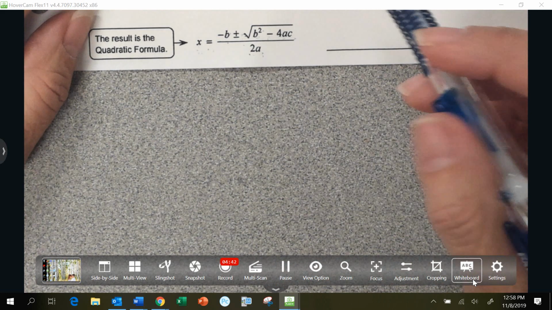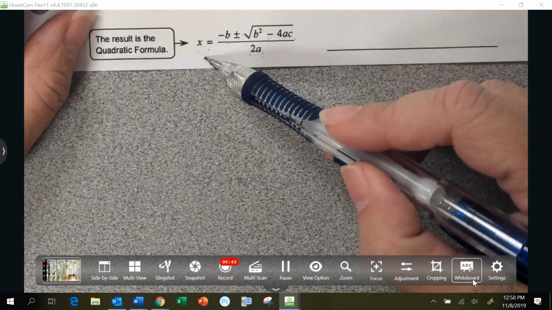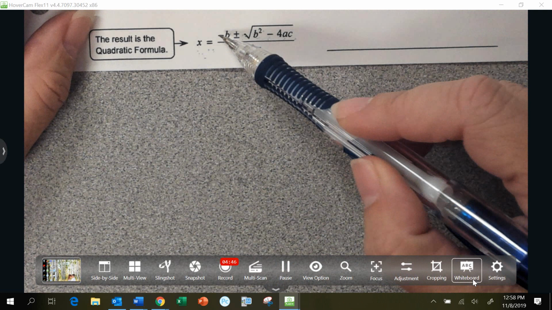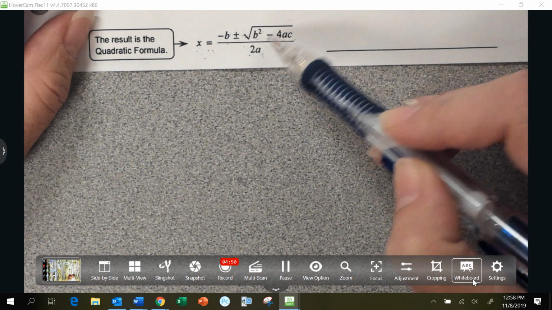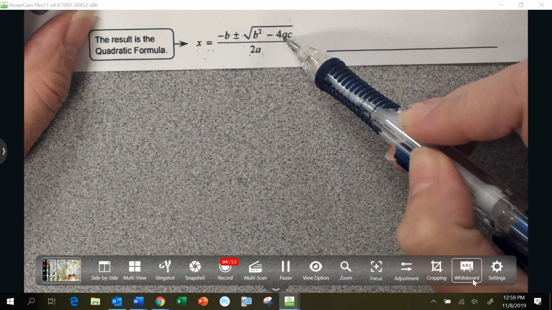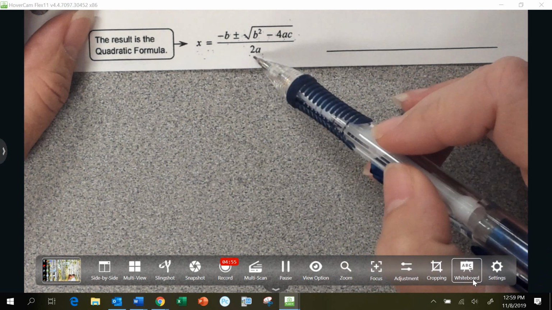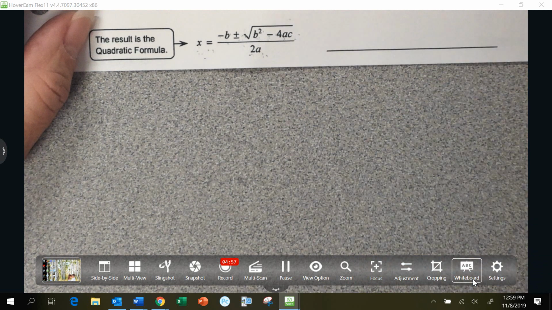You ready? X equals opposite b plus or minus square root b squared minus 4ac all over 2a. Good job.